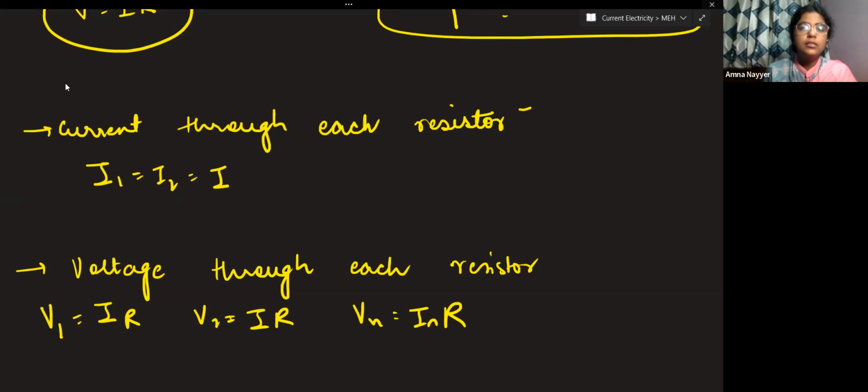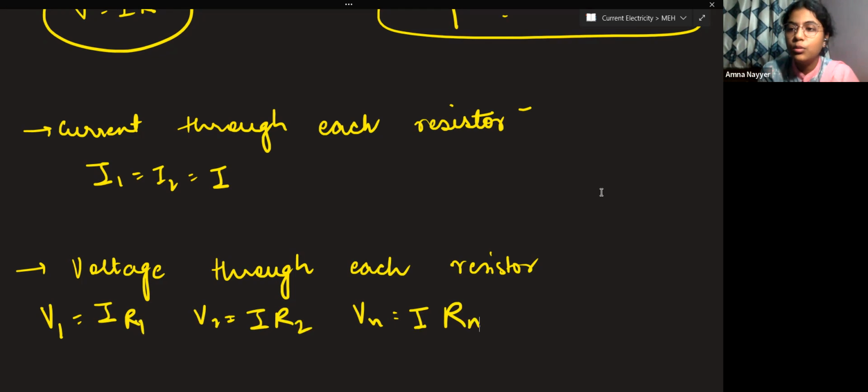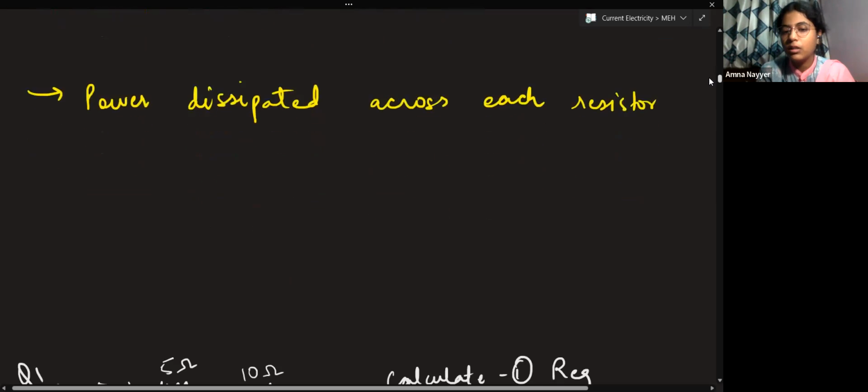But in case, instead of two resistors, you have 1, 2, up to the nth value, this way the current through each resistor is calculated. Now, power dissipated across each resistor.